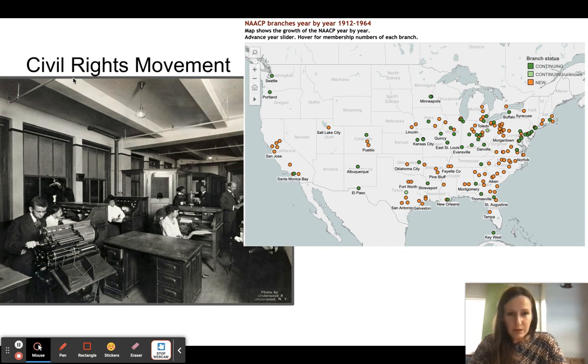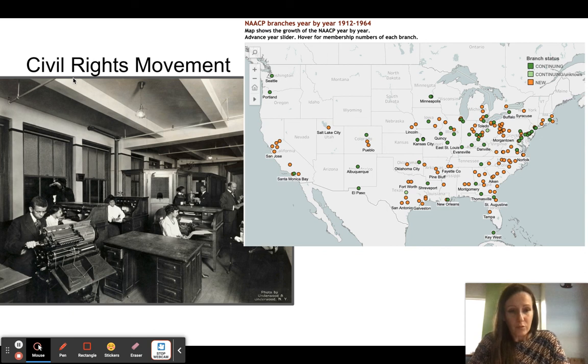All right, so let's look at the civil rights movement. The NAACP was started in 1909 with the help of W.E.B. Du Bois, who's actually a distant cousin of mine. I can talk to you more about that if you want. I love reading his stuff, just knowing that. I'd love to read it anyways.